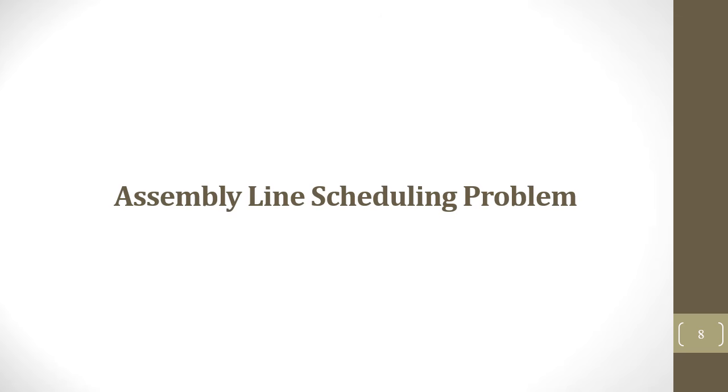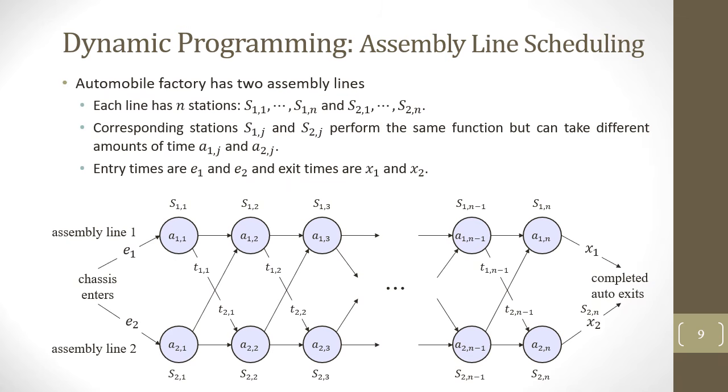To see how dynamic programming works, let's look at this example of the assembly line scheduling problem. We first define the problem and then we build the solution to the problem using dynamic programming. An automobile factory has 2 assembly lines. Each line has n stations from S1 to Sn.